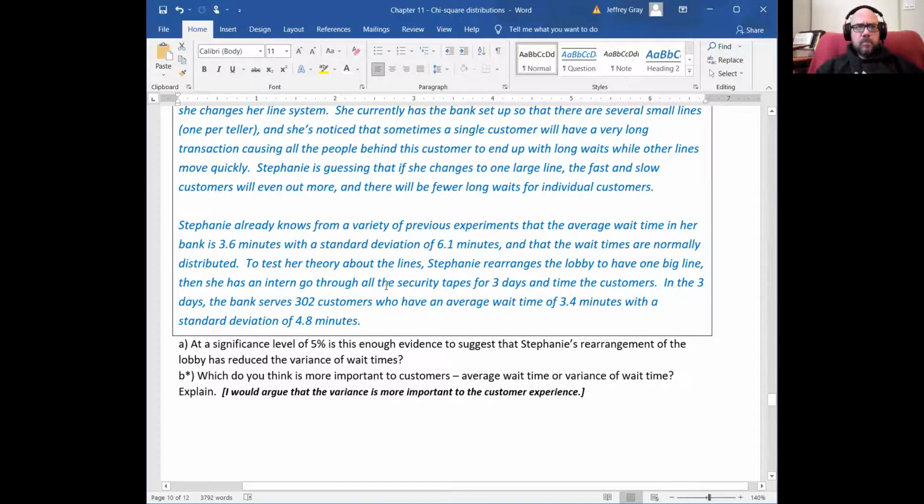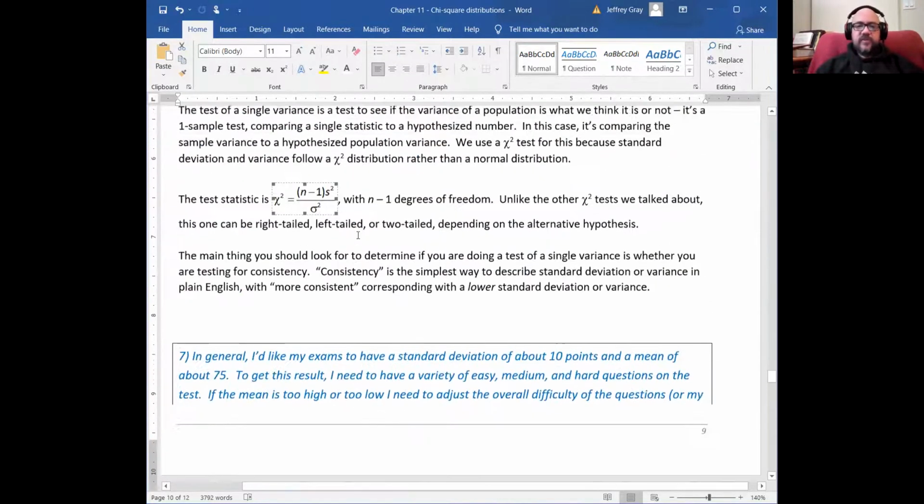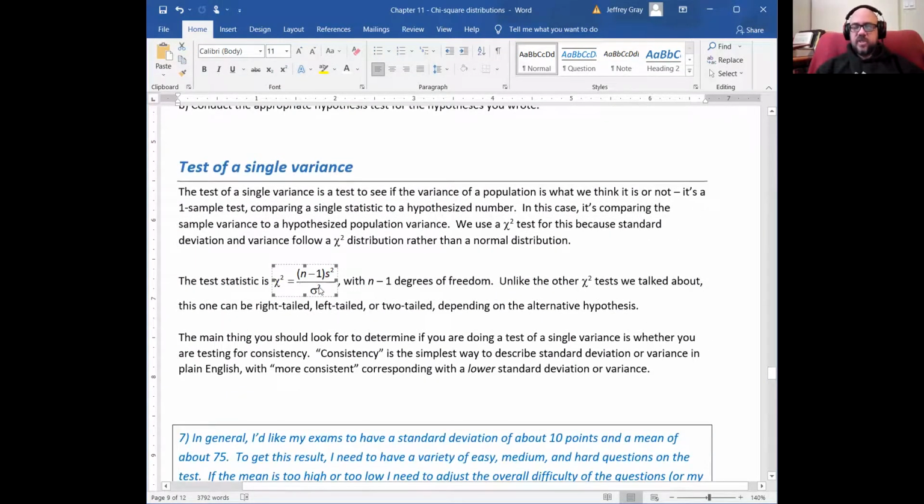Yeah, I think that's kind of all I really wanted to say about test of a single variance. It's pretty easy to do. You can do it in your calculator. If you go to stat and tests, there is no test of a single variance in there. You have to do it sort of manually, but it's easy to do manually. It's literally just this, then use chi-square CDF. That's it. Yeah, I don't have too much to say about that.